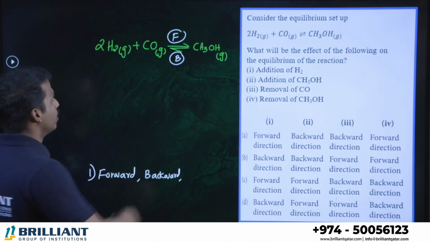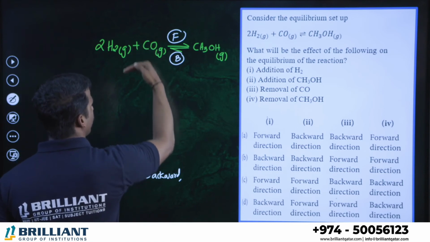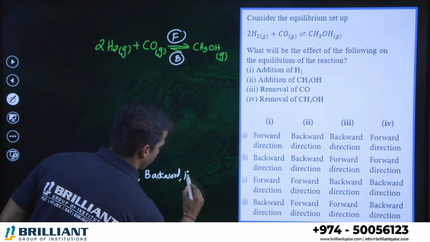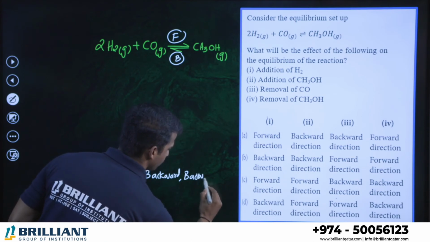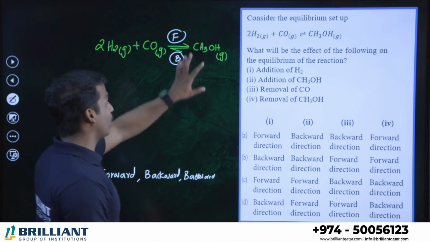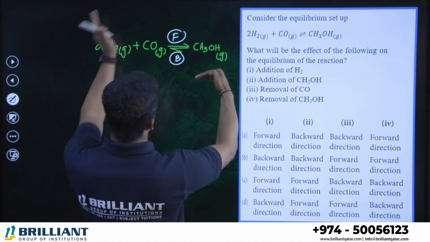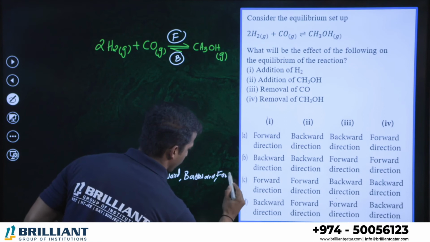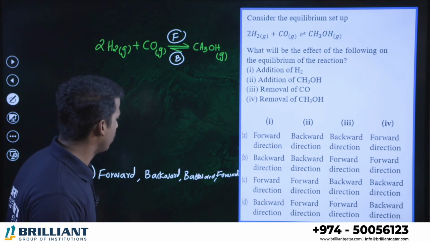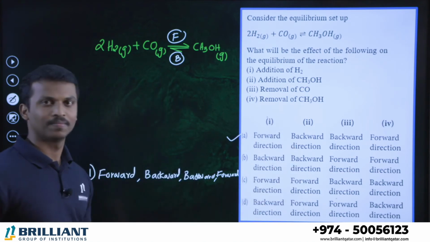Removal of CO. This CO is a reactant. So you are removing CO, which means you are decreasing the concentration of CO. So here lesser, here greater. Greater to lesser, which means again backward. What about the last one? Removal of methanol. Methanol is the product. You're removing that. Removing means the concentration will decrease. So the reaction shifts from higher to lower. That means forward. So forward, backward, backward, forward. What is that? That's option A. Clear all?